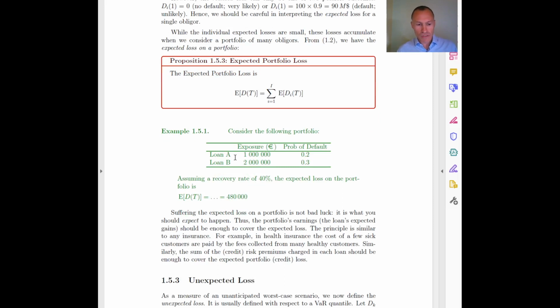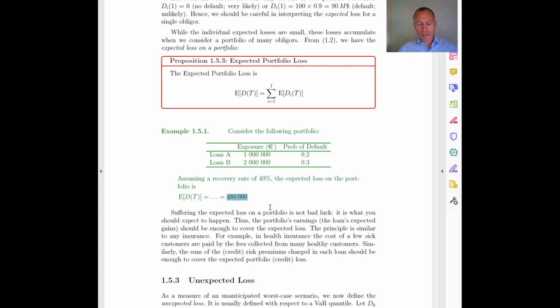Go through these numbers at home and make sure that if you use these values that you see here, so loan A, plug in this exposure, this probability of default, the recovery rate is 40, therefore the LGD is 60. Multiply these 3 numbers, this times 60, then plus this second line, and make sure that you get this final number here, right?